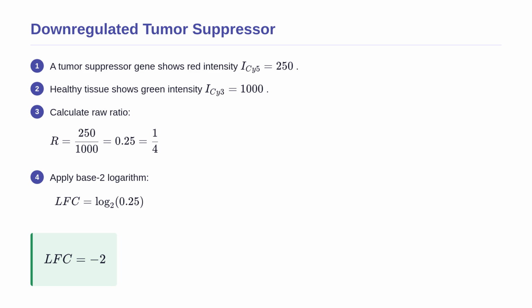We then take the base 2 logarithm of 0.25. Since 2 raised to the power of negative 2 equals 0.25, our LFC is exactly negative 2. The negative sign clearly tells us the gene is downregulated, meaning the cancer has successfully turned down the body's natural defense mechanism.